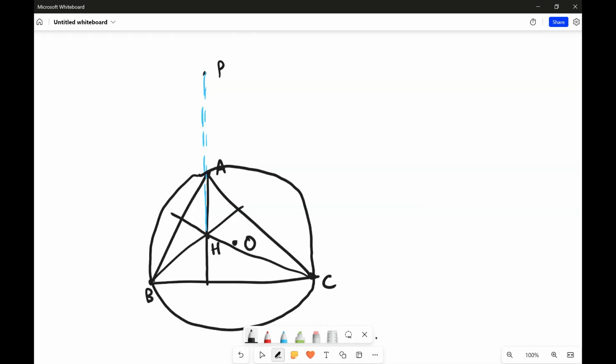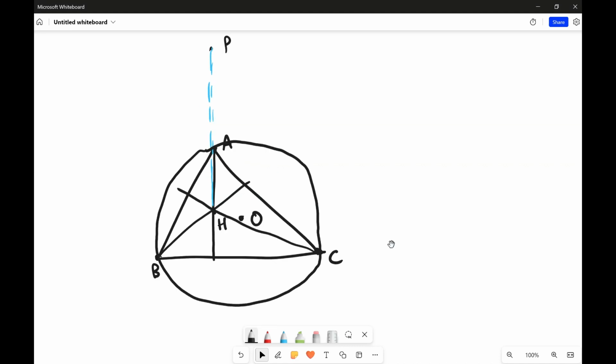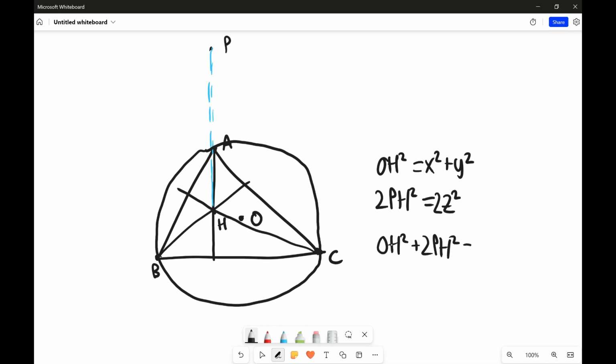Now that we know that the projection of P onto the xy plane is the orthocenter, we can truly start working on the problem. What we want to show is that OH squared, because that is equal to x squared plus y squared, plus 2PH squared, which is equal to z squared because PH is perpendicular to the plane. We want to show that the sum of these two is equal to 1.